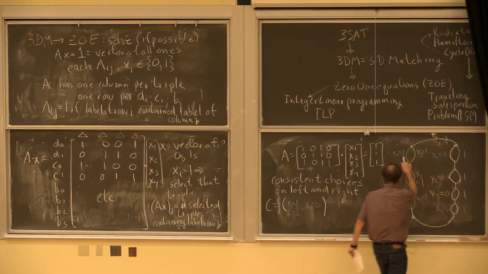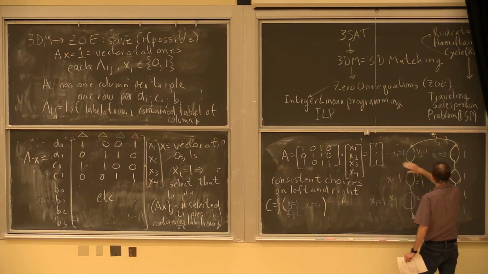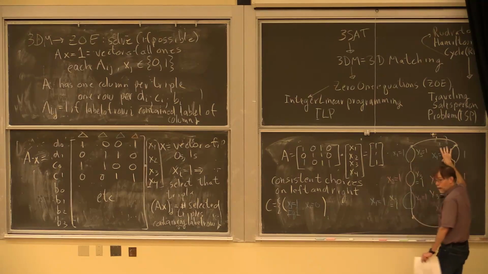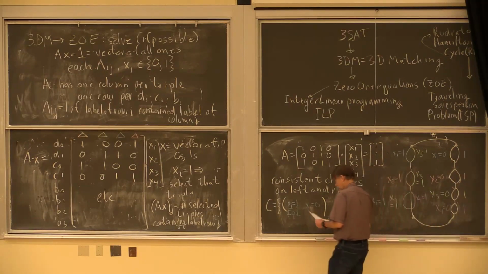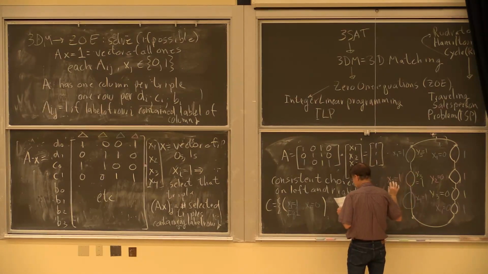That means I can either pick that one, because this corresponds to equation 1, or I can pick that one. I can't pick both of them, but I have to pick at least one of them. So what's the next thing that I need to decide on?